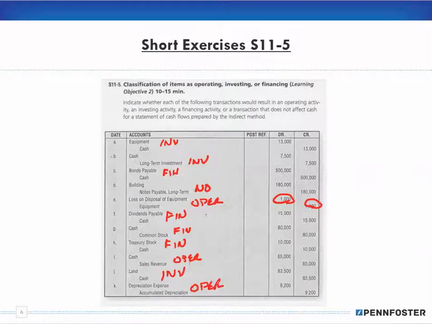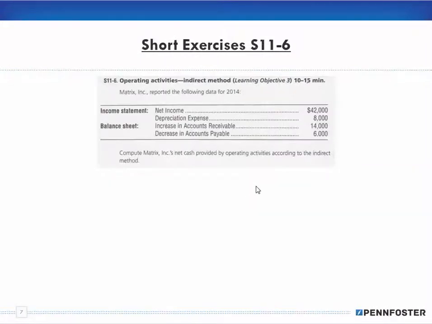Relatively easy. Again, just go back and look at the template, or look at those transactions on the slides that I created in the theory videos. Next exercise.